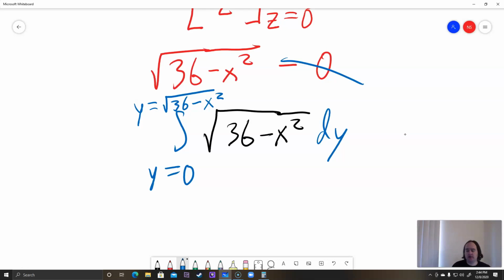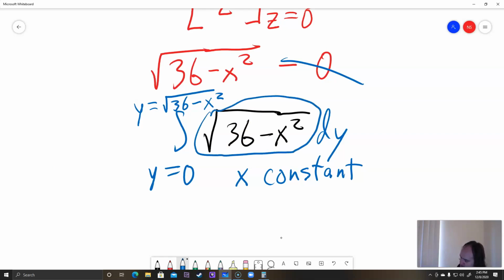Okay, but because the integral is with respect to y, that means that other variables are constant. So the only other variable here is x, and x is constant. So believe it or not, since x is constant, that means x squared is constant. So 36 minus x squared is constant, and the square root of a constant is still a constant. So this whole thing is just a constant, and we can factor it out. So it looks a little strange, but we can actually factor out this entire square root of 36 minus x squared. So that just comes out front. And then we have our integral dy.